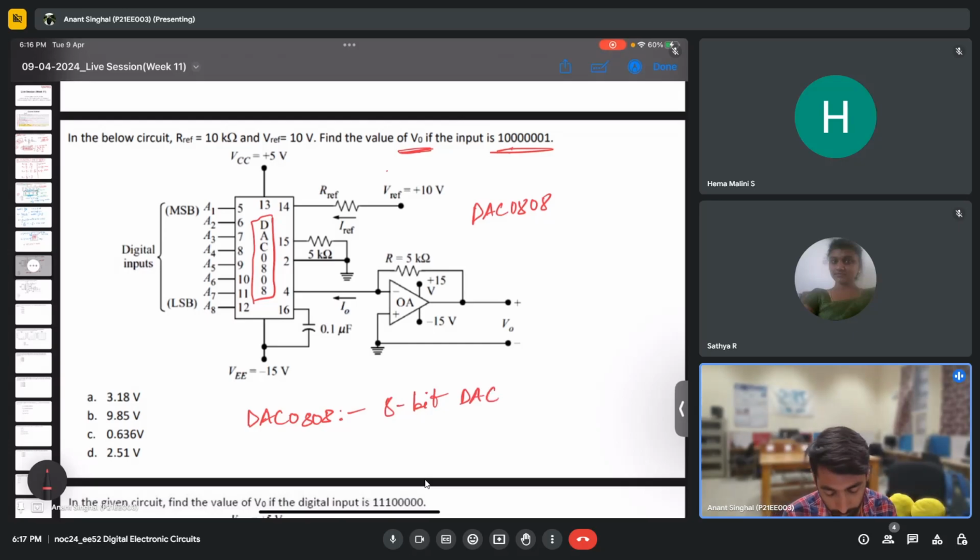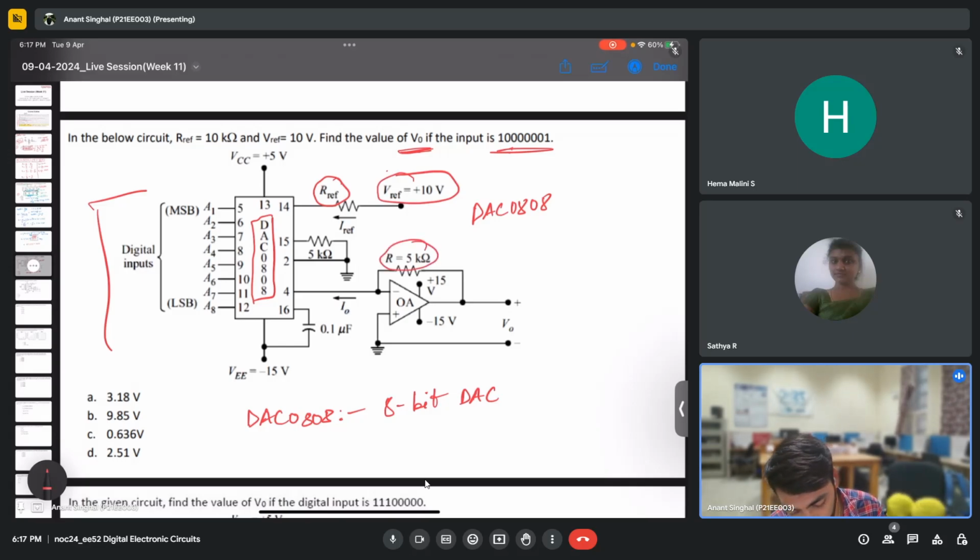And wherever you see this big circuit, there are only three values you need to be careful of: the R reference, the V reference, and this R. You need to see these three values to solve any problem given to you. R reference is given as 10 kilo ohms, V ref is given as 10 volts, and finally R is given as 5 kilo ohms.